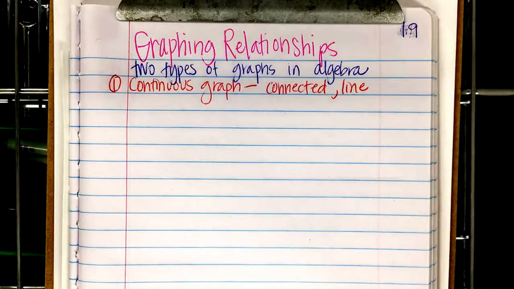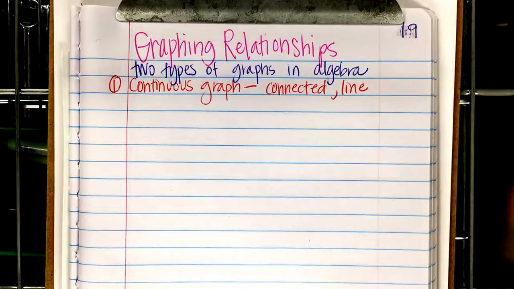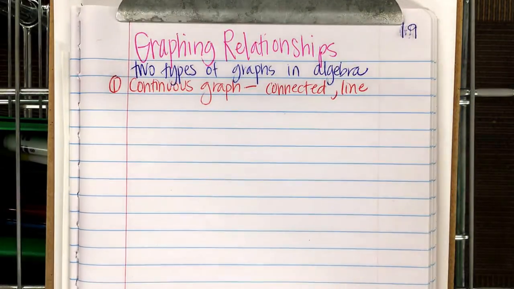You ever watched a medical show or been to the hospital and seen someone who's on a heart monitor? Yeah. And their heartbeat is a continuous graph. It's a line. Does it go up and down? Yes. But it's continuous, right? Continuous, connected, right? That's one type of graph in algebra. It's a line graph, basically.